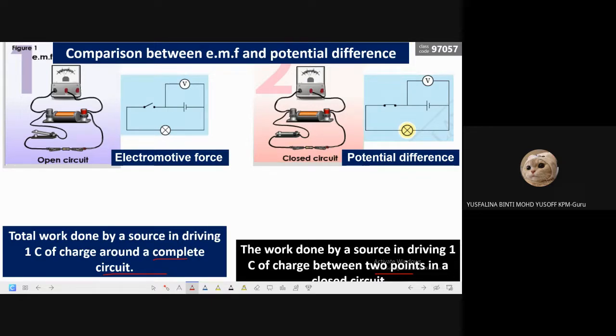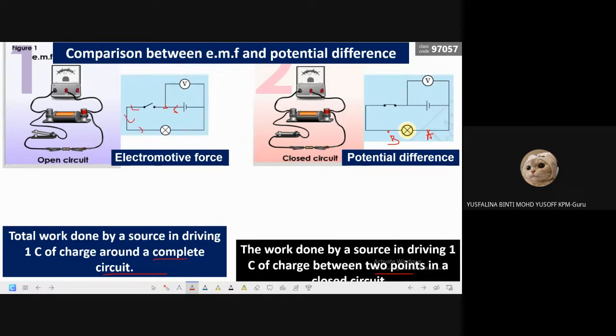But for the electromotive force, you need to have the complete circuit, from positive to negative. So it's a complete circuit. But for the potential difference, it is only from 2 points. So let's say from here to here, as I said, from point A to B. That is a potential difference. But for the electromotive force, it is for the whole circuit from the positive to negative.